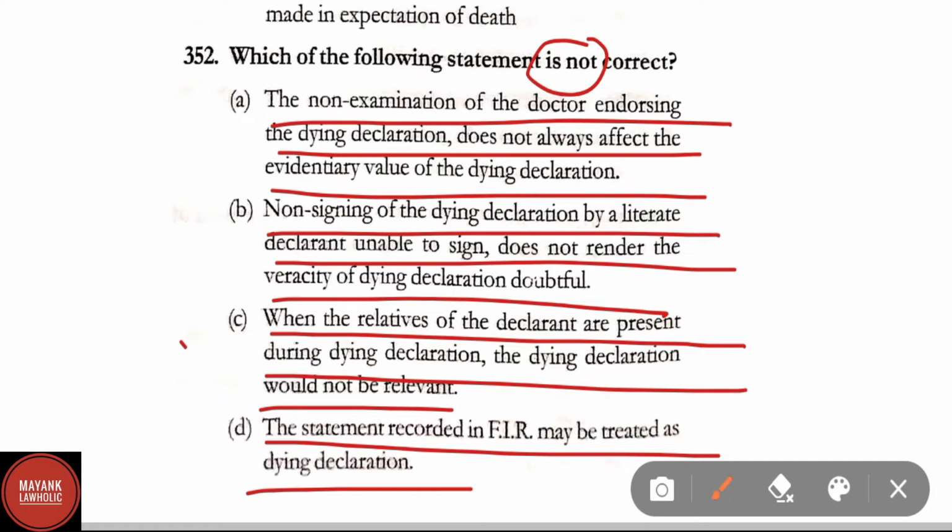Here in this question it has been asked which of the following is not correct. Option C is not correct. Other options are correct.